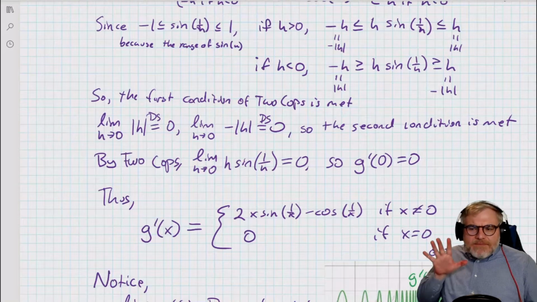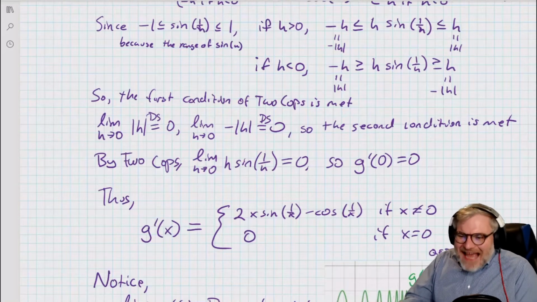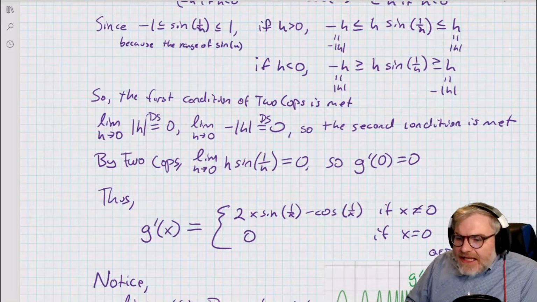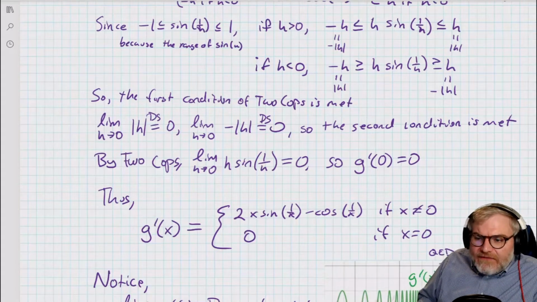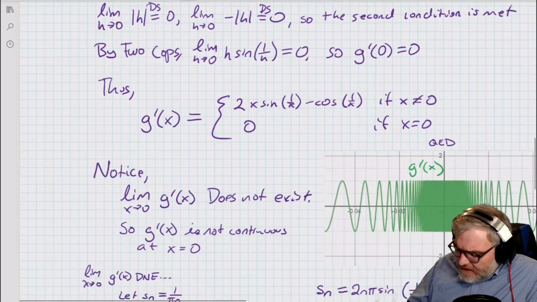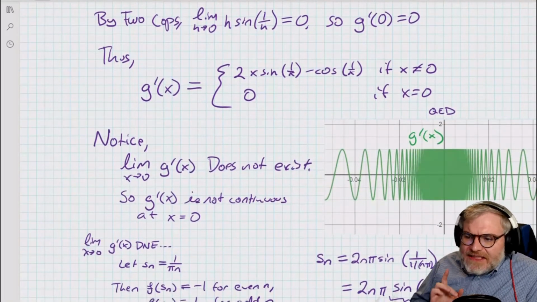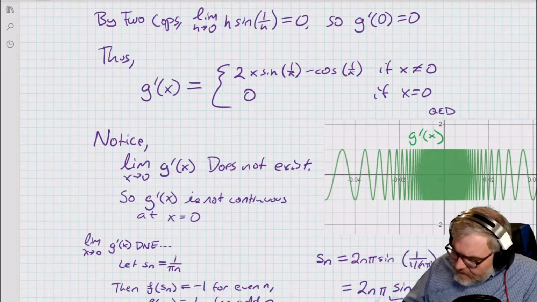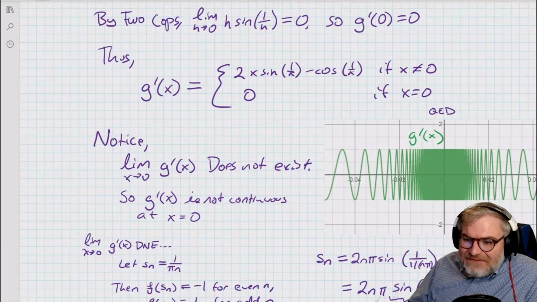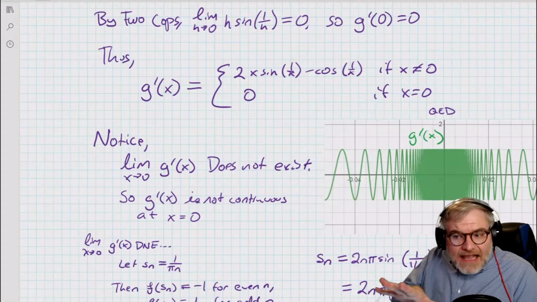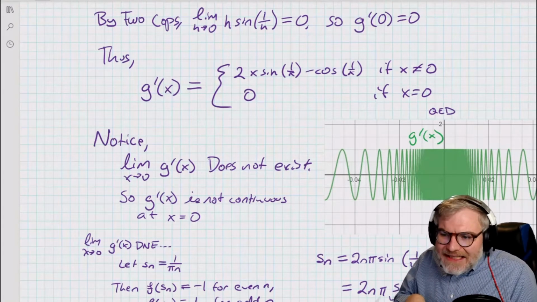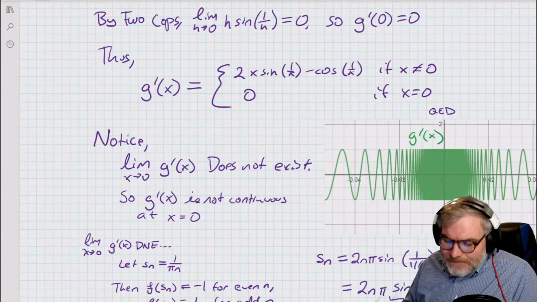Now, notice something interesting about this piecewise function. It's actually not continuous. Here is a function that was differentiable and has a perfectly good derivative, but the derivative isn't continuous. And the reason the derivative isn't continuous is because this function here doesn't have a limit as x goes to 0. Okay? It's still a valid derivative, but it's not a continuous derivative.